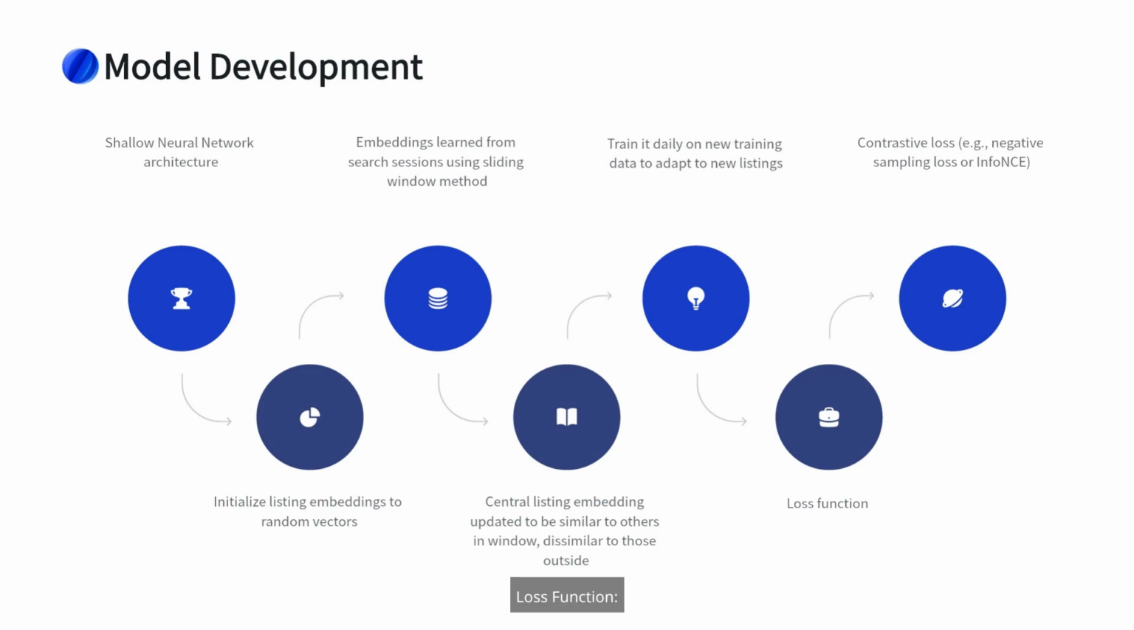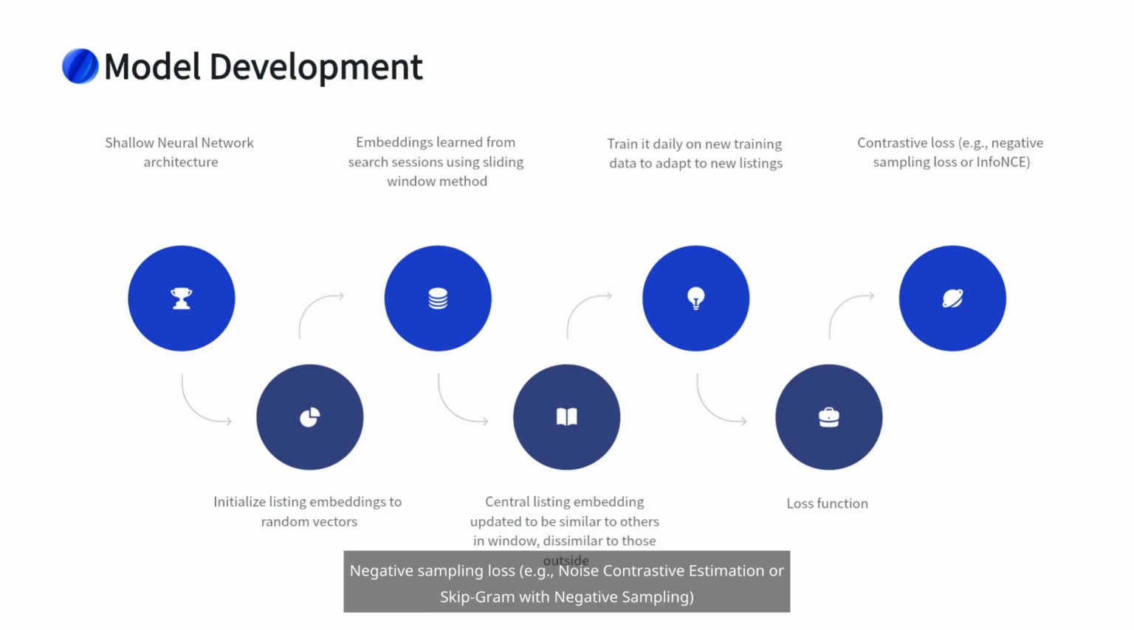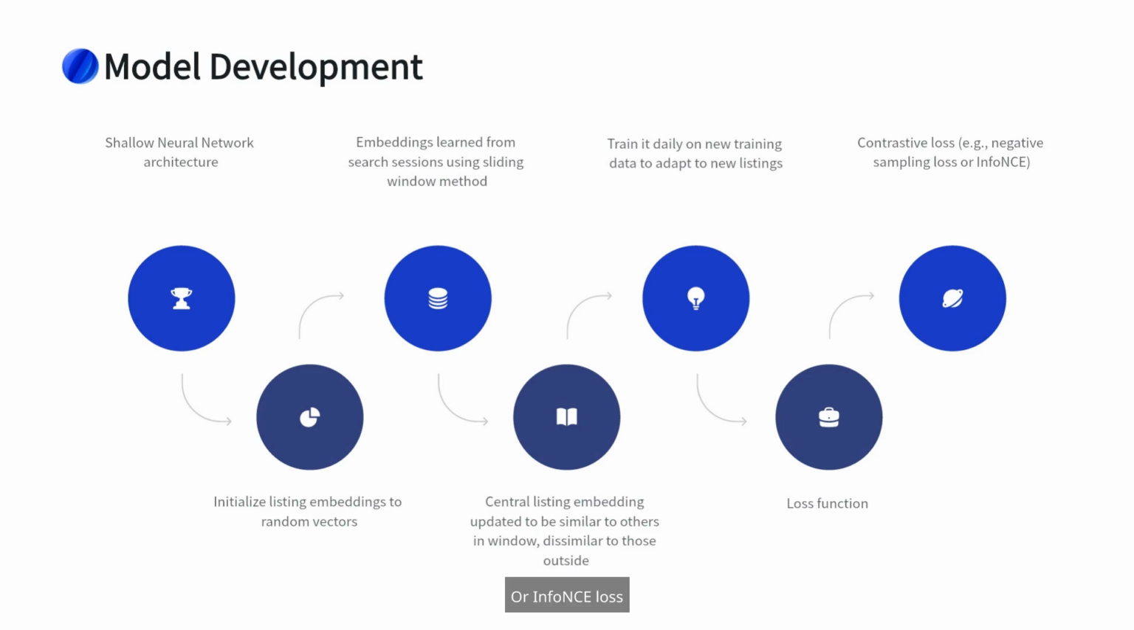Loss function. We use a contrastive loss, commonly negative sampling loss, e.g., noise contrastive estimation or skip-gram with negative sampling, or InfoNCE loss. This encourages high dot product or cosine similarity between anchor and positive embeddings, and low similarity with negative samples.